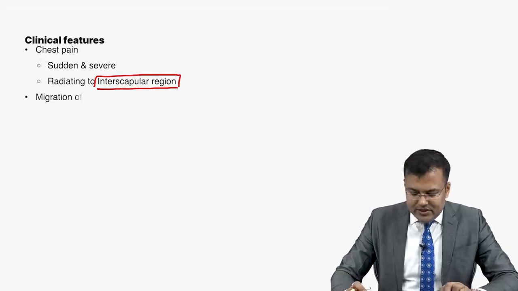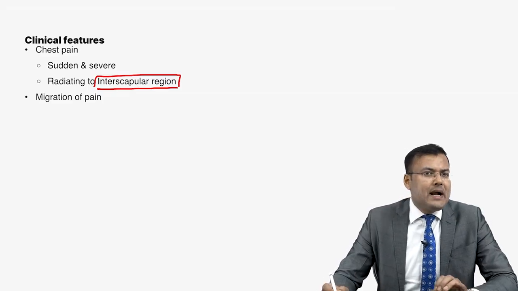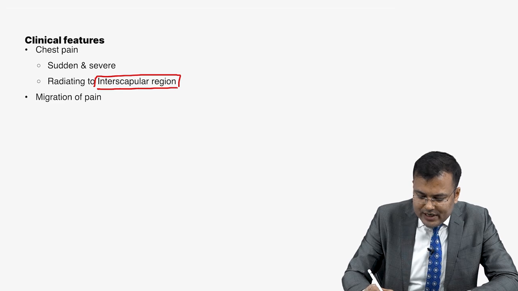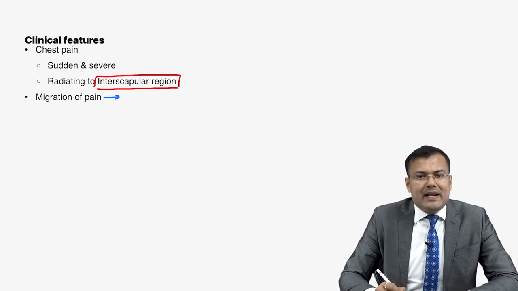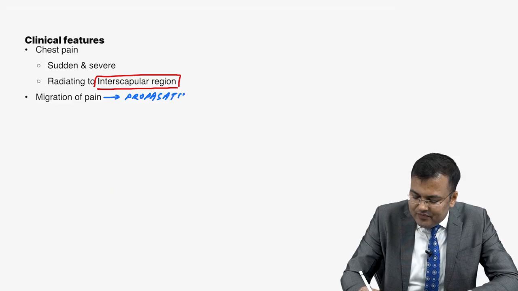Another characteristic feature is that there is migration of pain. Why is there migration of pain? Migration of pain occurs with propagation of dissection. So whenever there is propagation of dissection, there is migration of pain.